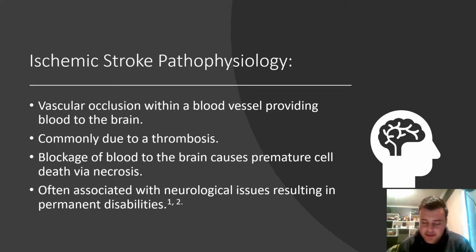Ischemic stroke pathophysiology. An ischemic stroke occurs due to a vascular occlusion within a blood vessel which is responsible for supplying blood to the brain. The blockage is often in the form of a floating thrombotic vessel caused by damage to the endothelial lining of blood vessels, and in response, excessive plaque buildup occurs. The plaque buildup then separates from the damaged area and circulates the bloodstream until it becomes lodged, causing the vascular occlusion. The lack of blood supply to the brain caused by the thrombosis results in brain cells undergoing premature death via necrosis. Necrosis can cause neurological issues for sufferers and can often result in permanent disabilities.